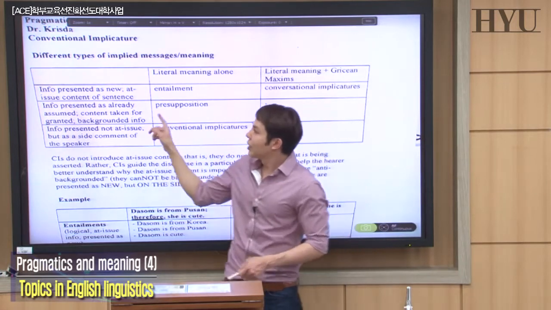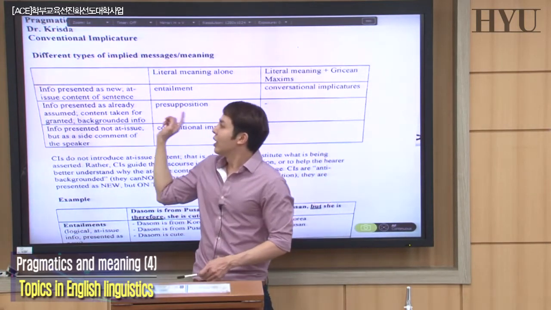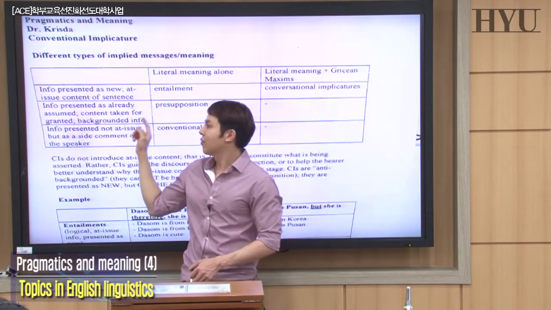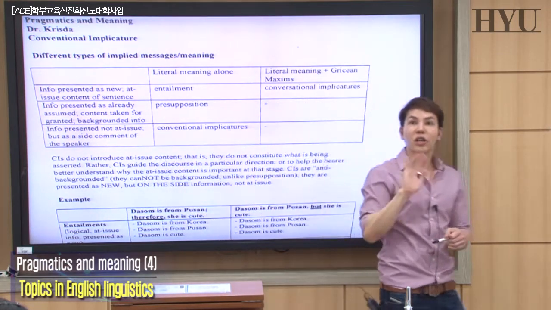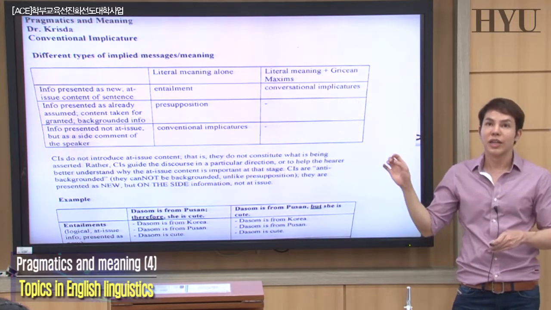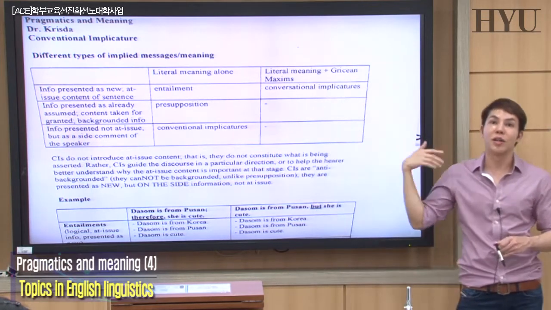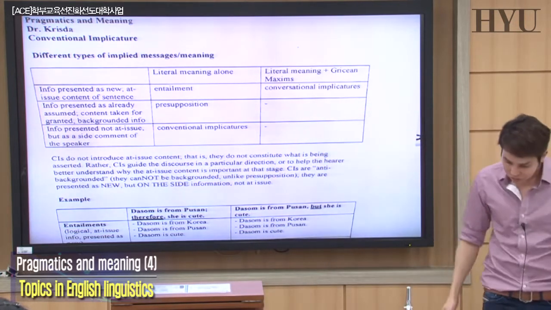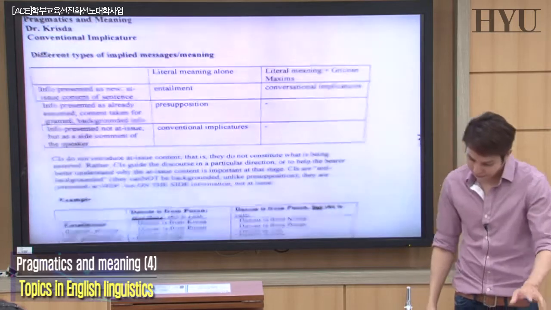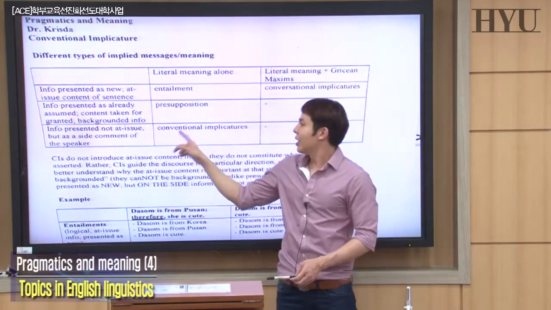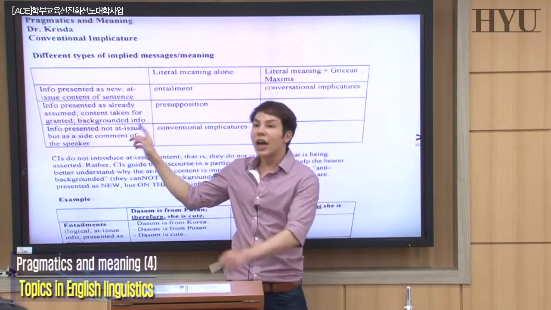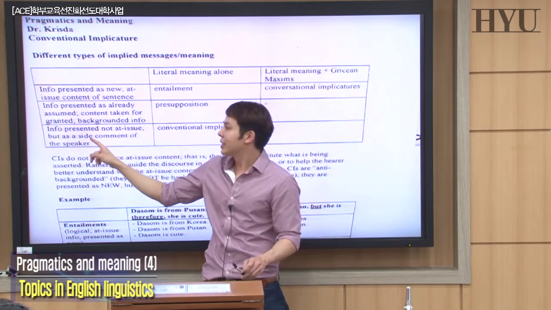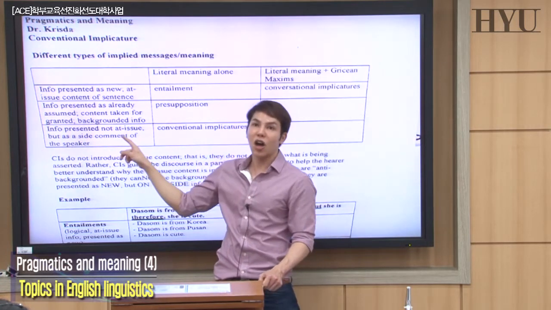At issue means important. But the presupposition is different from entailment in that the information in the presupposition is presented as already assumed. It's the content taken for granted and it's backgrounded information. So it's not new, okay? It's not new, it's not at issue. It's what is in the background, what is already believed, is pre-believed, okay? So it's not at issue, it's not new. But finally, the conventional implicature is not at issue, but is not background either. So it's not entailment, it's not presupposition, it's information presented as a side comment, right?